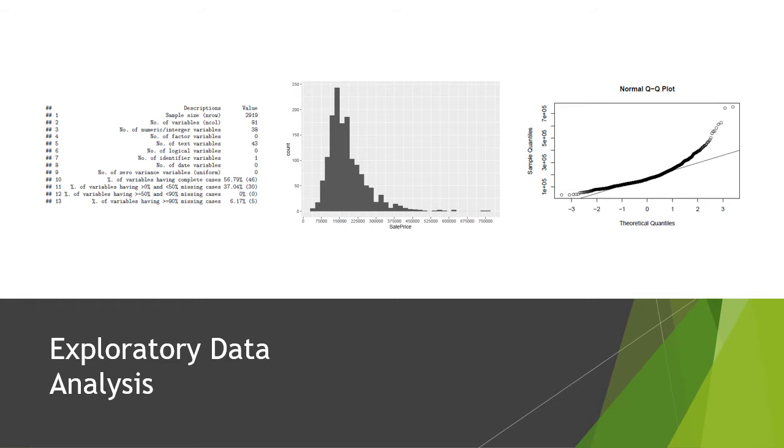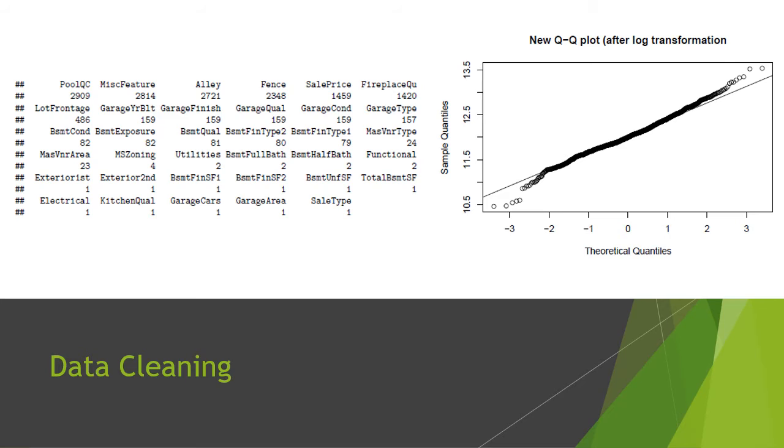In this plot, the predictor variable sale price seems to be skewed to the right. In the normal QQ plot, you can see that the outliers are deviating away from the fit line. For data cleaning, the left picture shows the variables with missing values and how many there are. Most of the missing values in general were replaced with either none or zero. This is based on the review of all variable descriptions.